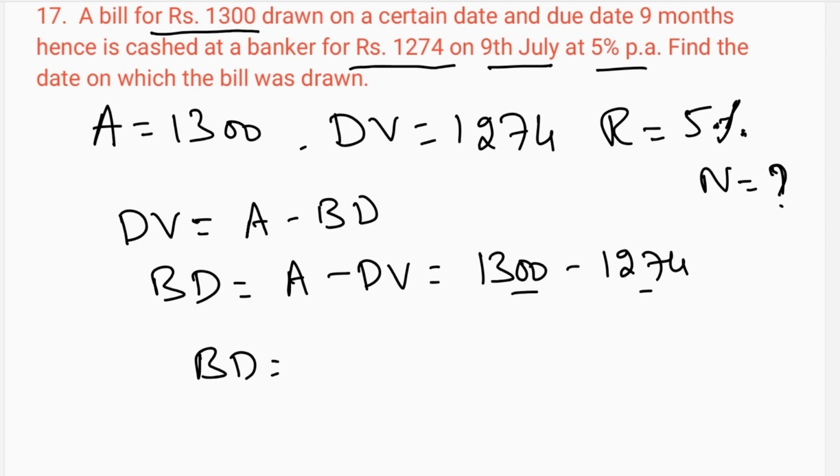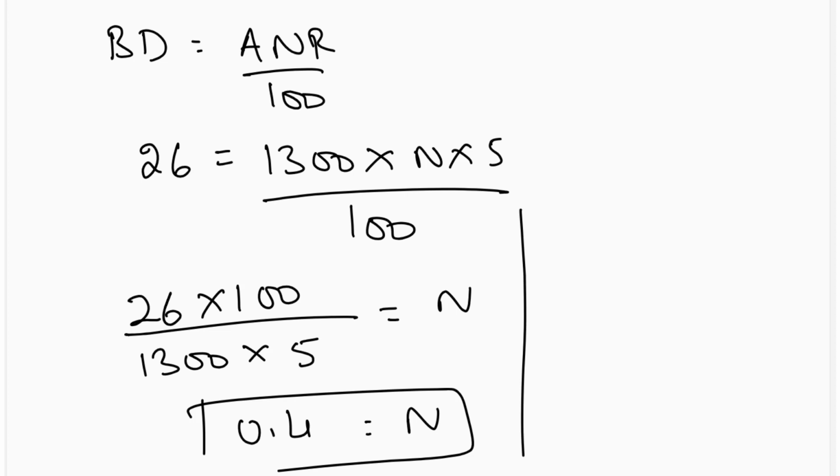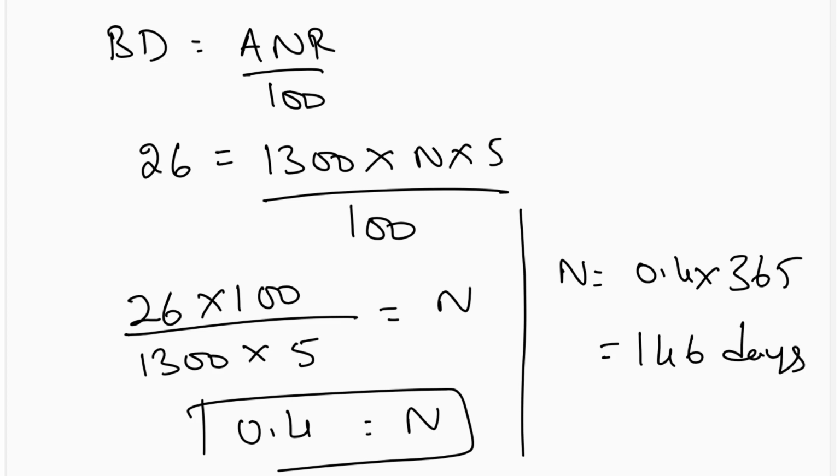So 1,300 minus 1274, you will get bill discounting, banker discount as 26 rupees. If you substitute that in the banker discount formula, BD equals ANR divided by 100. So if you cross multiply, substituting and cross multiplying, you got this. So n you will get 0.4 years. So the same thing, n is 0.4 into 365 days, you will get 146 days. So it was discounted 146 days earlier.